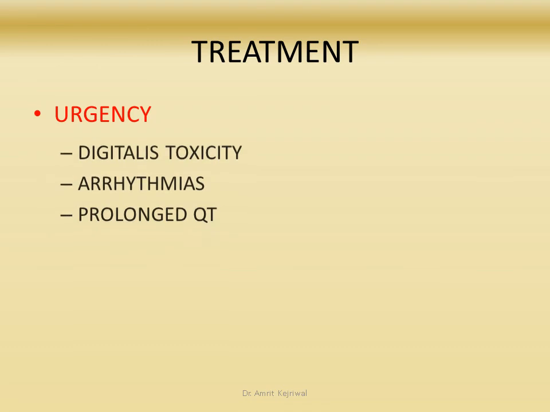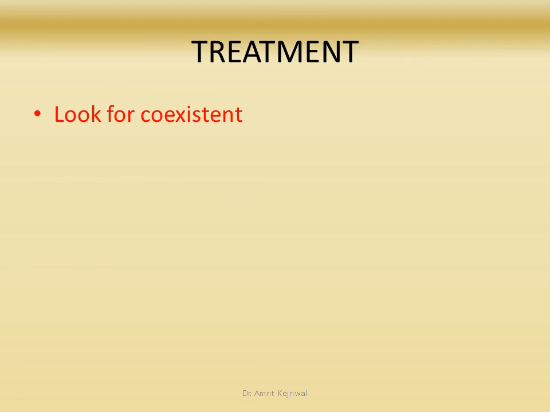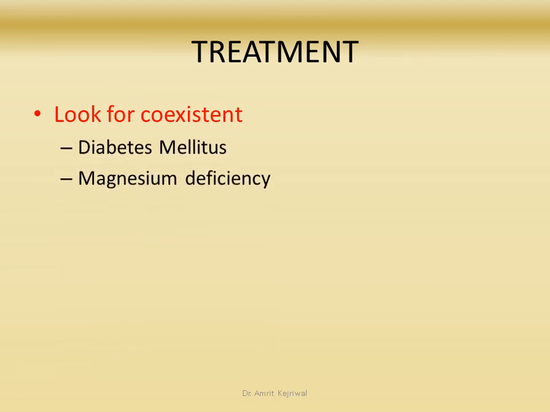Now coming to the treatment, urgency: digitalis toxicity, arrhythmias, and prolonged QT syndrome. These require urgent treatment and immediate management. Treatment consists of looking for coexisting diabetes mellitus and magnesium deficiency. If you treat the diabetes or magnesium deficiency, the hypokalemia may reduce.